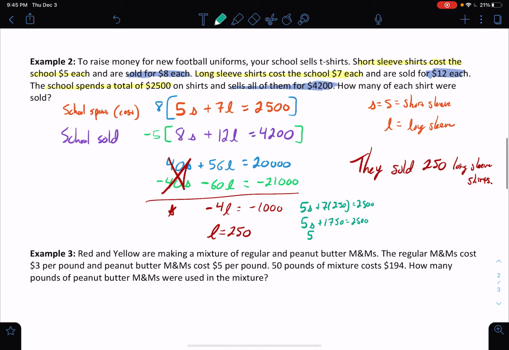So 5S will equal 750. Divide both sides by 5. S will equal 150. So they sold 150 short sleeve shirts.